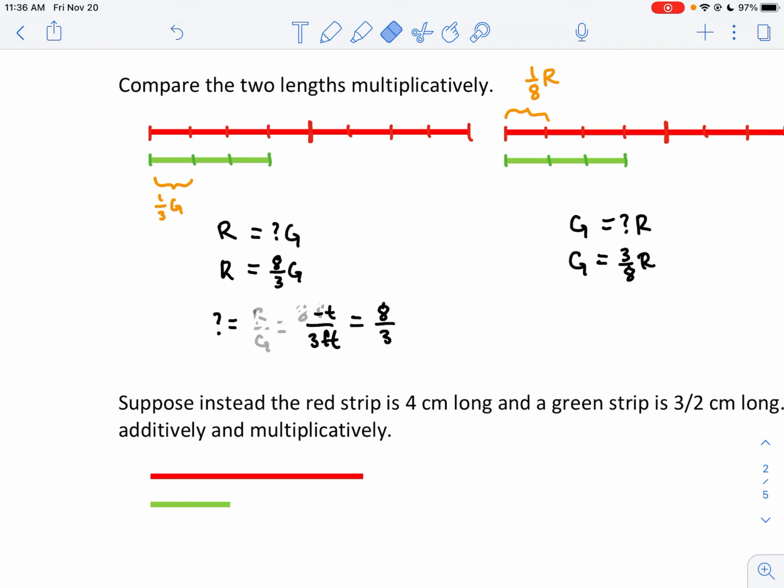We do division. And if I write this as division, it would look like this. We would take 8 feet and divide it by 3 feet, which is going to be 8/3.